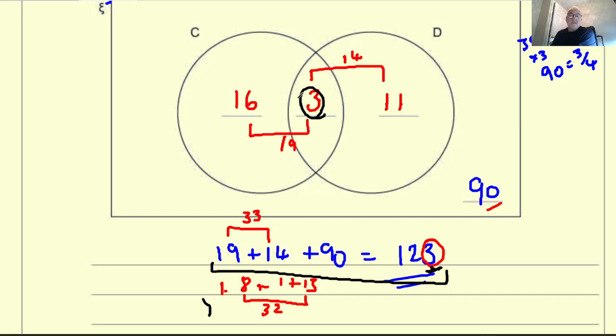So all I'm going to do is subtract the 3 away from each side, and that's going to give me the value on the outside.